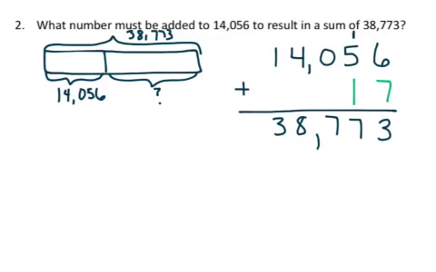Okay, so if I'm looking at my hundreds place, my sum or my answer has 7 in the hundreds place. Right now I have nothing, so I need to put a 7 here. If I'm looking at my thousands place, I need to end up with 8 thousands. Right now I have 4, so I'm going to put 4. And then I'm looking at my 10,000s. I need 3. I have 1, so I need 2 more.